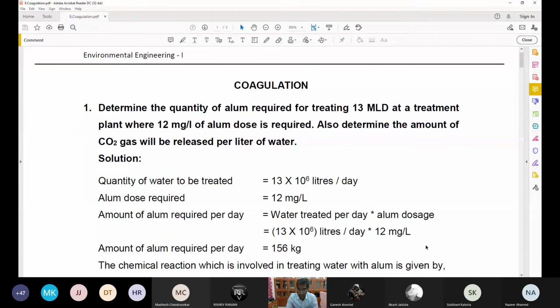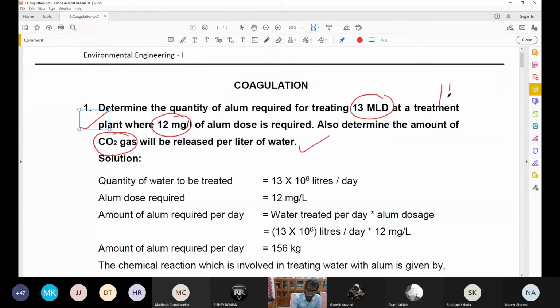These are only stoichiometric calculations. Okay, so number 1. Determine the quantity of alum required for treating 13 MLD of water, which may require 12 milligram per liter of alum. And you can also determine the amount of carbon dioxide gas released per liter of water.